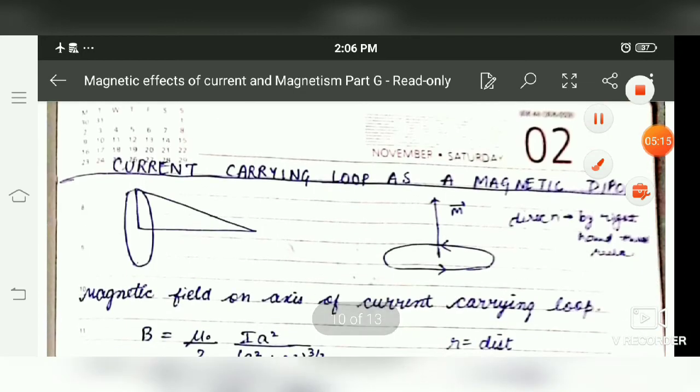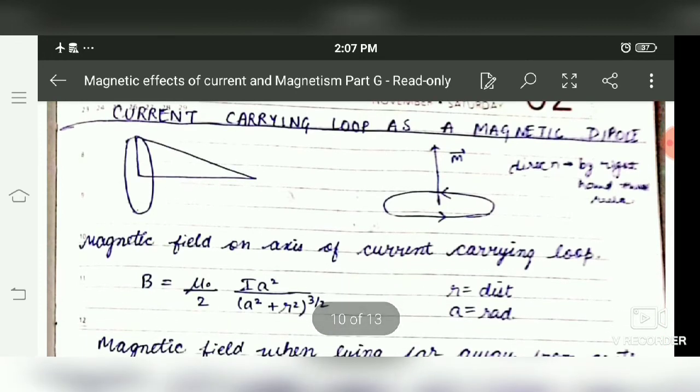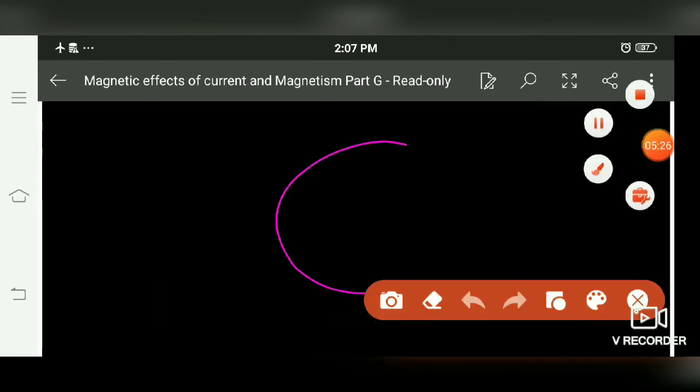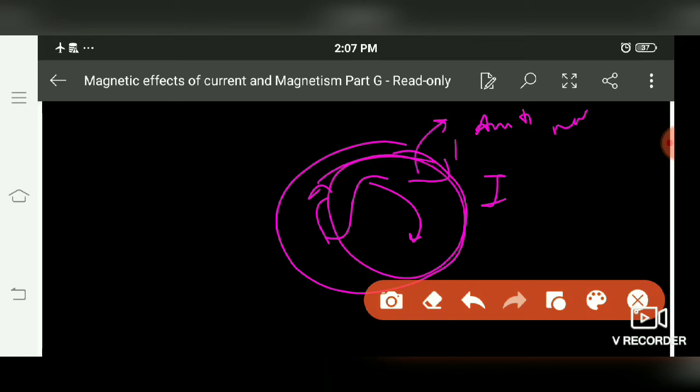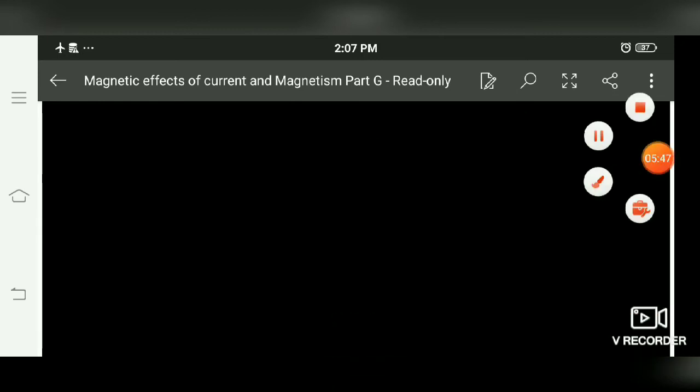Next topic, current carrying loop as a magnetic dipole. Now, if you see a current carrying loop, from this side current is in clockwise direction. Obviously, from the opposite side, it will be in anti-clockwise direction. So if this side is acting as a south, then anti-clockwise will act as a north. So front is south, backward is north, and it will act as a magnetic dipole.